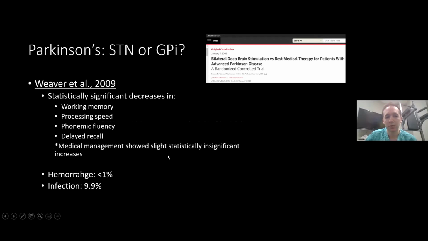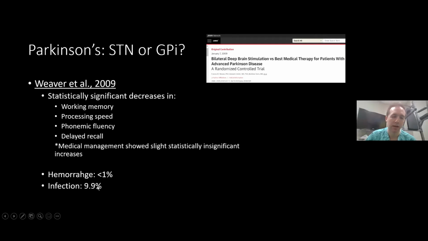But they also noted that there were deficiencies with DBS when they retested people with neuropsych testing. It's very subtle. It's maybe to the point where none of us would actually pick it up, but on a neuropsych test, you would notice these differences where people had difficulty with working memory and processing speed, whereas the medical management group actually showed some increases. So this is a notable issue with DBS, that it's minor, but that's why we have our patients undergo neuropsych testing prior to getting implanted.